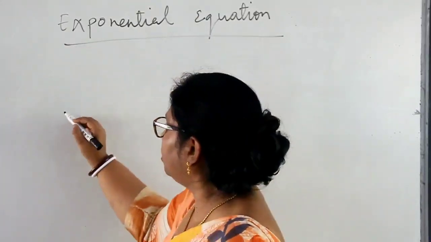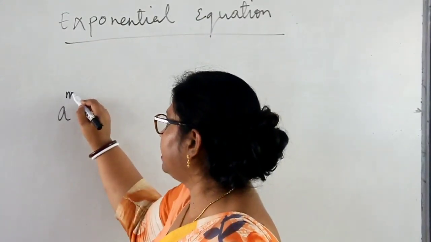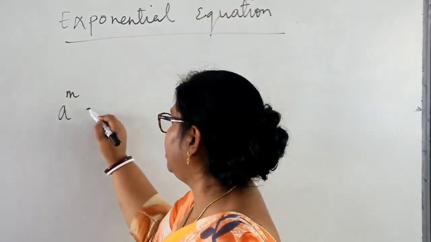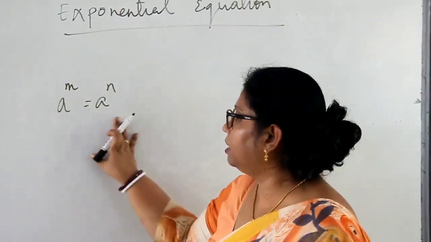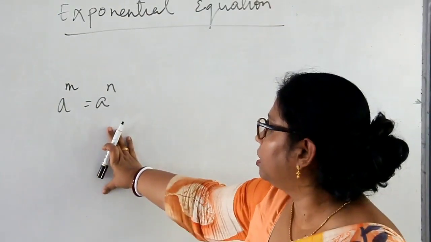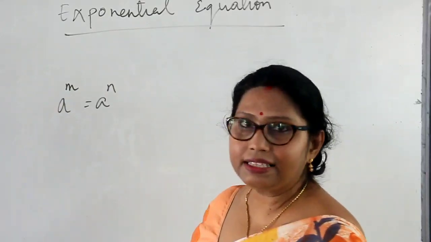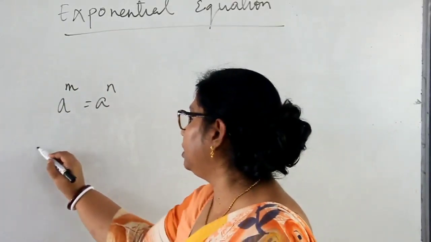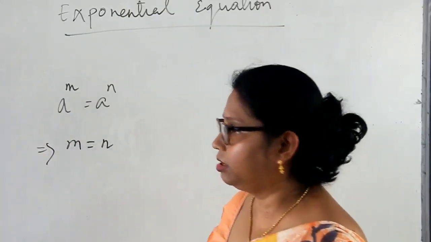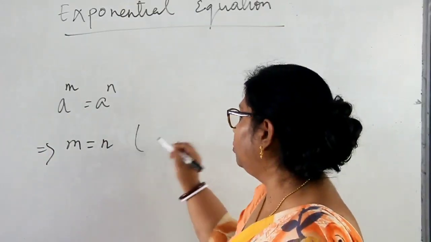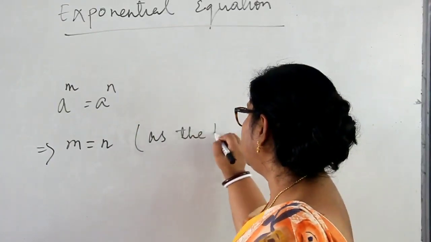So this one we are going to have where the base is same, say a to the power n is equal to a to the power n. When we are going to have this type of equation, exponential equation, then as the base is same, we are going to have the power also equalized, and we can always mention the cause as the base is equal.